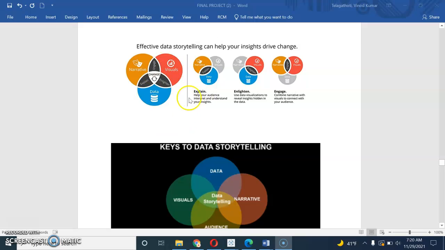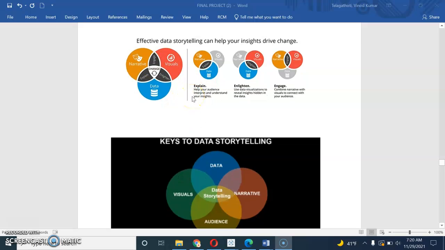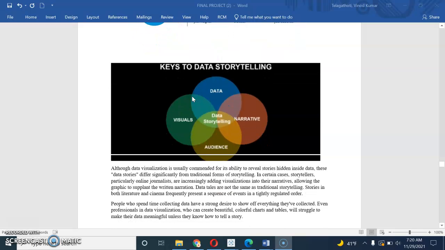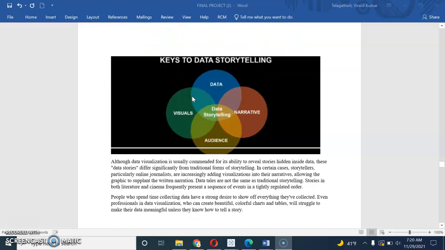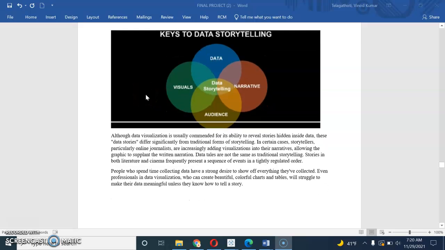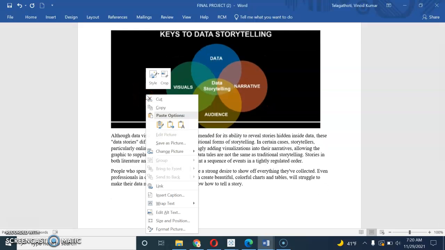So this is the image of narrative, visuals, and data to explain, enlighten, and engage. The keys to data storytelling are the visuals, data, and narrative, which together with the audience make a perfect circle of data storytelling.